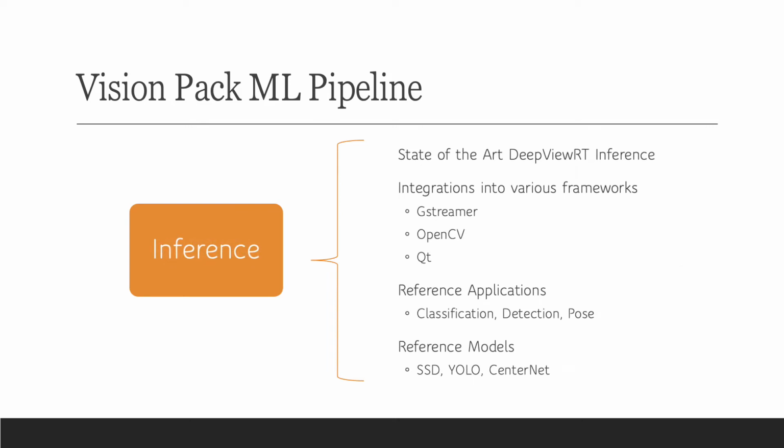Inferencing at its core is provided by the state-of-the-art DeepView RT inference engine, though integrations are also provided into different frameworks to make it seamless to integrate with GStreamer, OpenCV, or Qt while working with DeepView RT. Reference applications are provided showing these different types of integrations and filling use cases such as classification, detection, pose, and others continue to be added all the time.